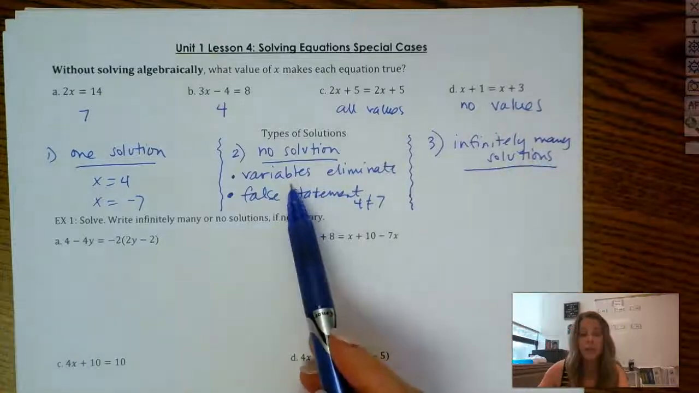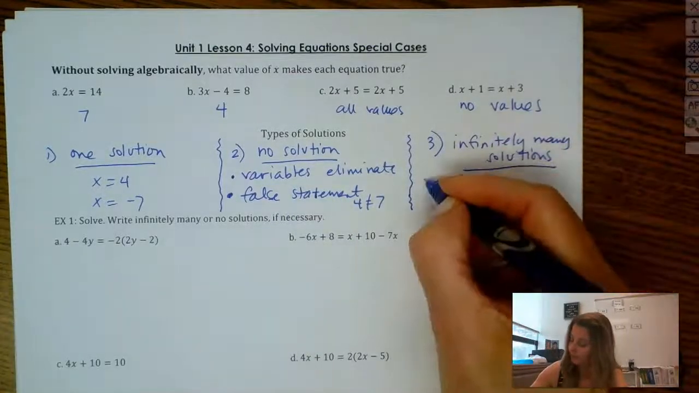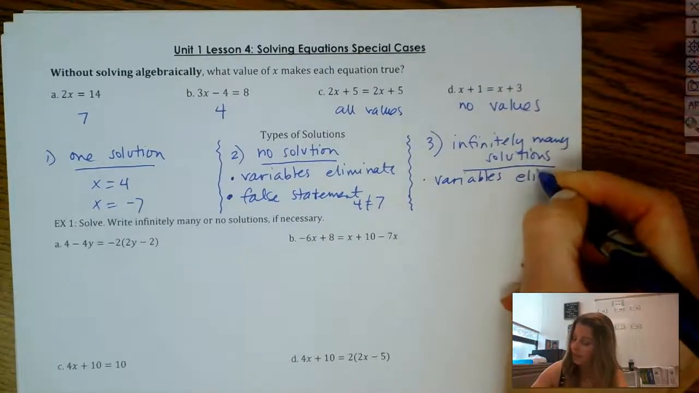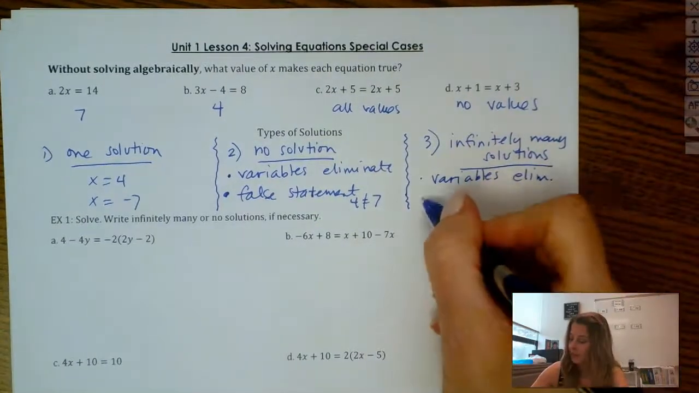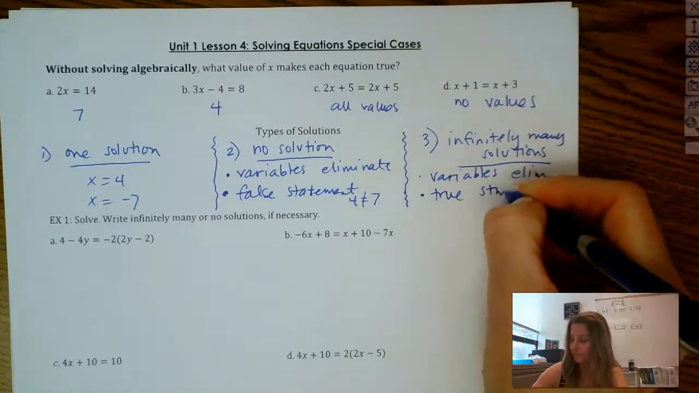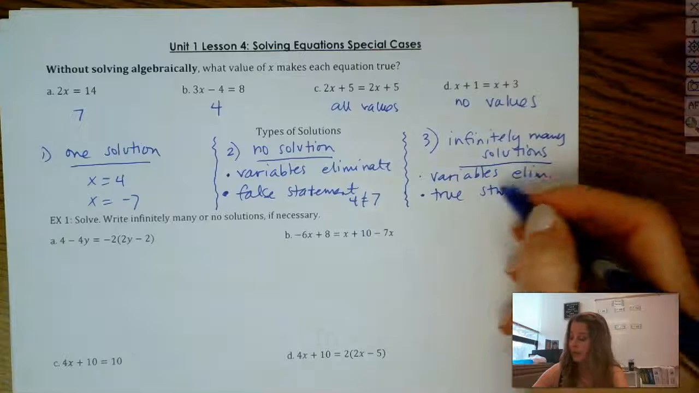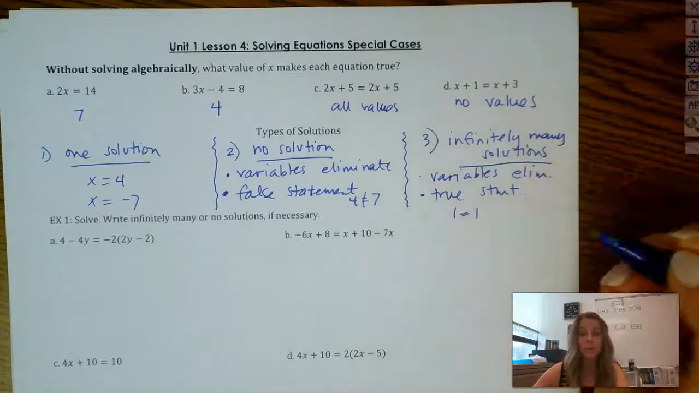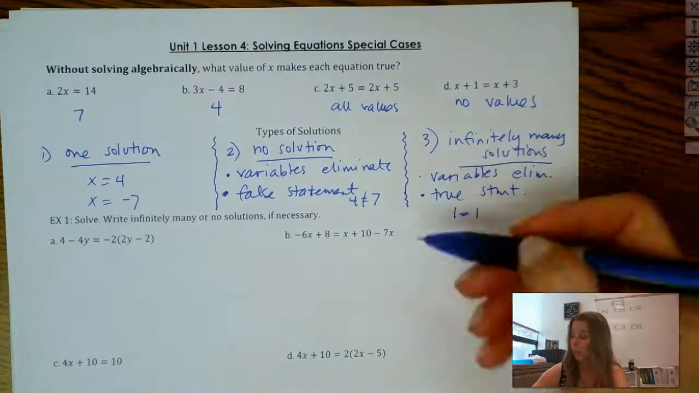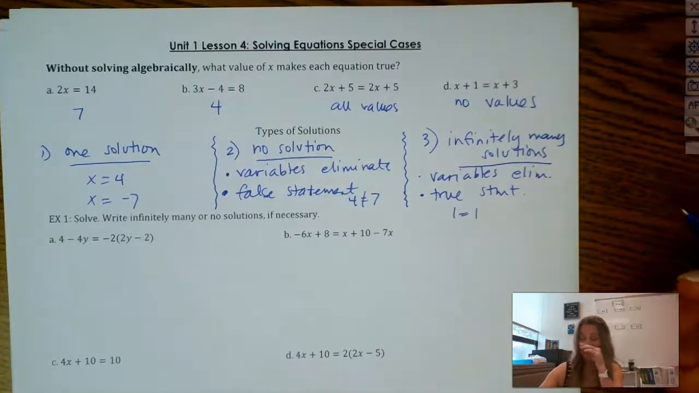Infinitely many solutions, we still get variables to eliminate here. I'm just going to write ELIM for eliminate. Now we have a true statement. The variables go away and we're left with 1 equals 1. Well, we would say there are infinitely many solutions because no matter what x is, we get 1 equals 1. If we end with one solution, we write the answer, what is the solution? Don't write the phrase one solution. We're going to write x equals 4, x equals 7.